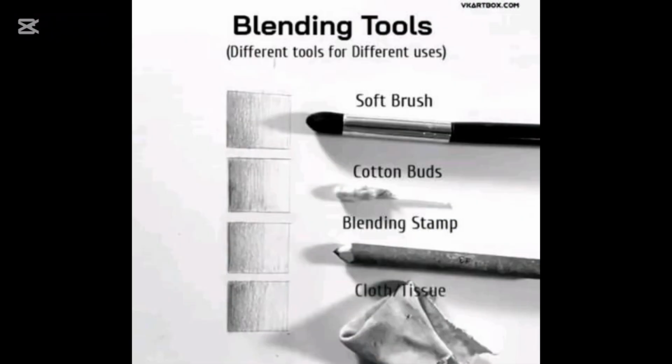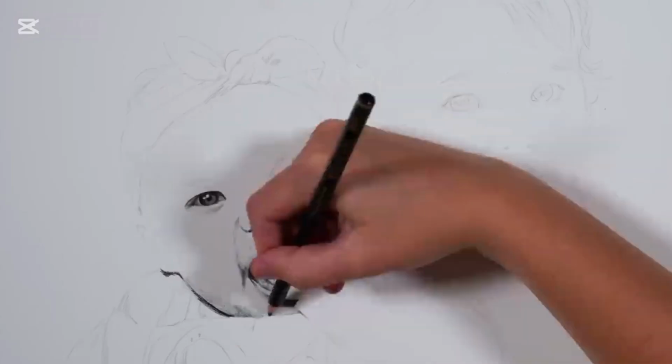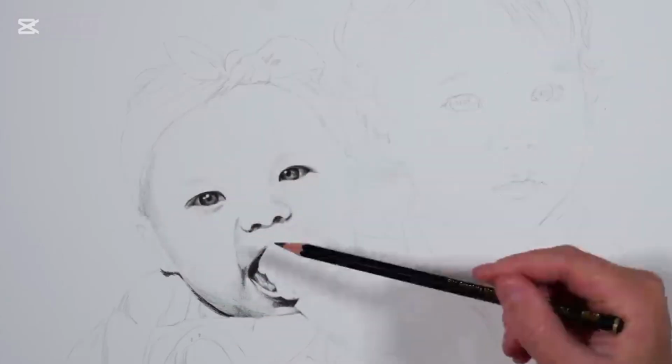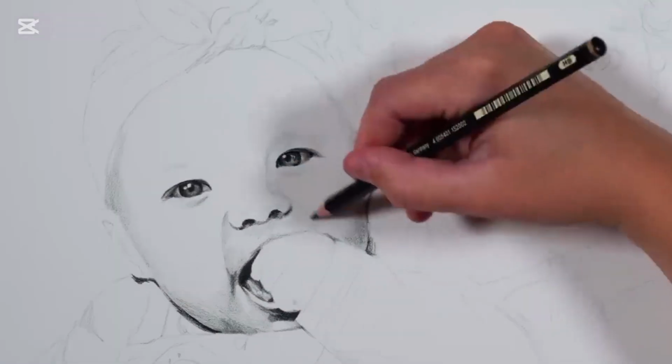Then we have tissue paper. This is a common one, which is used for general blending using your finger. Then you have techniques: you blend lightly to avoid excessive smudging.